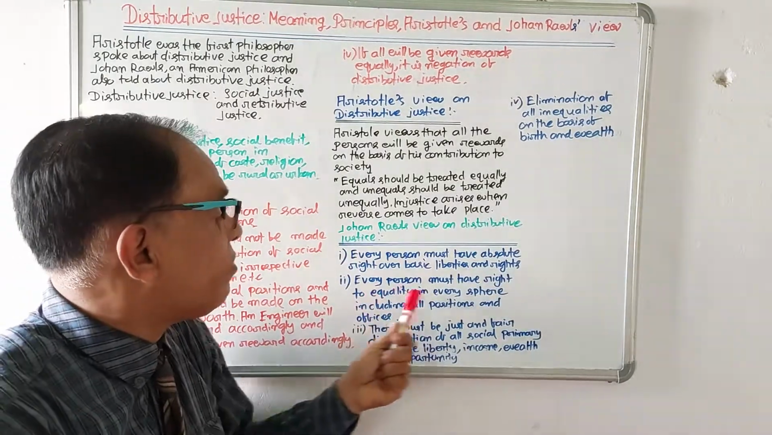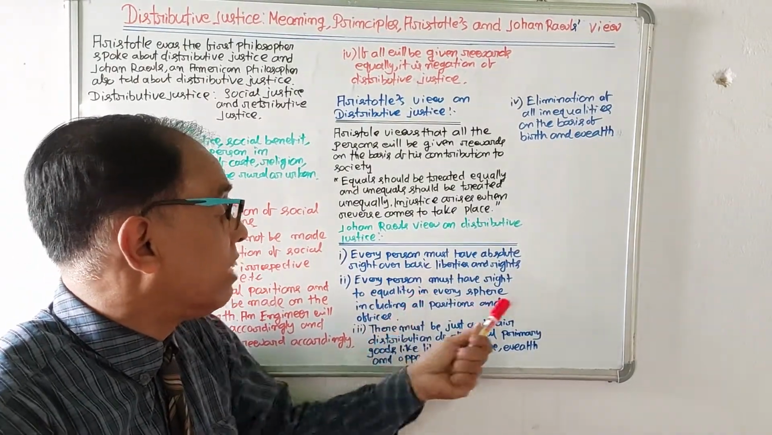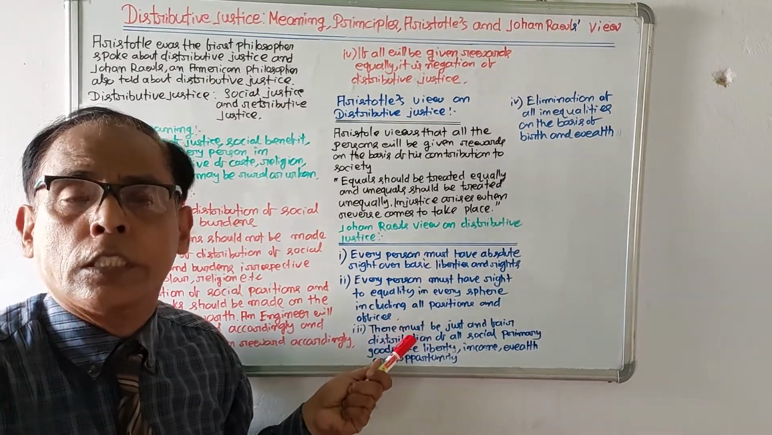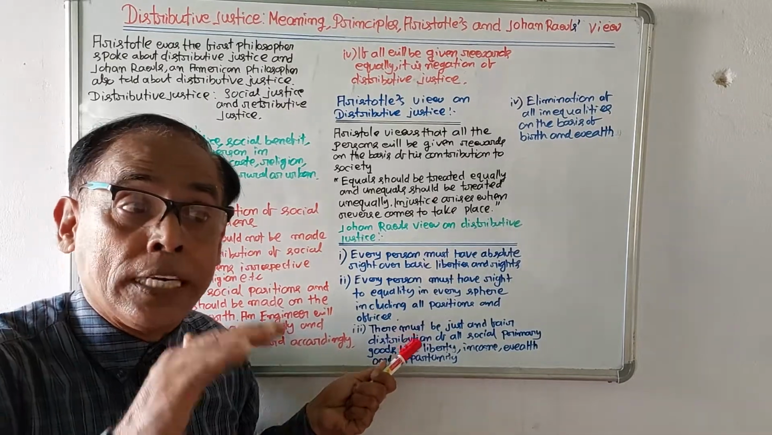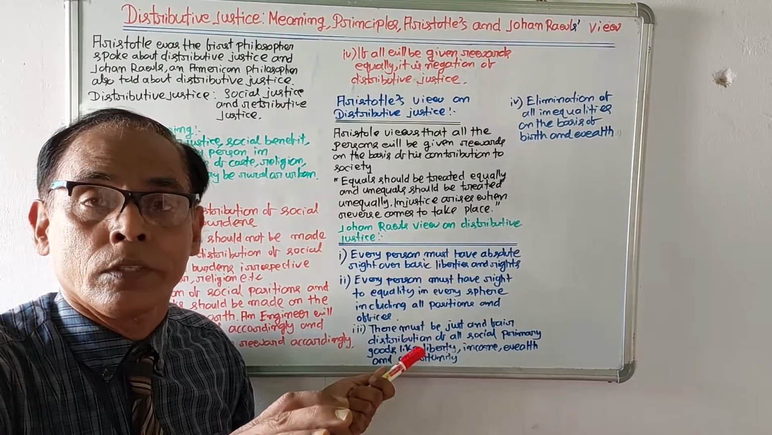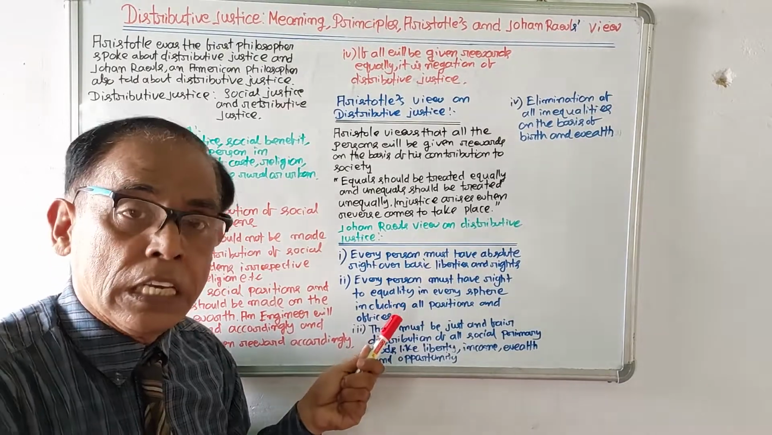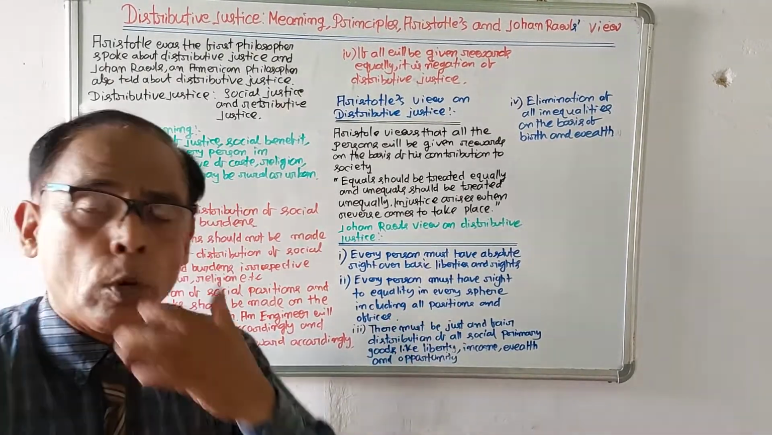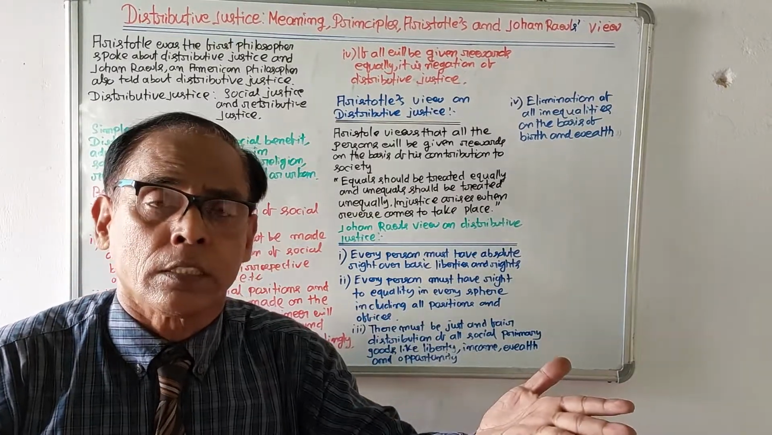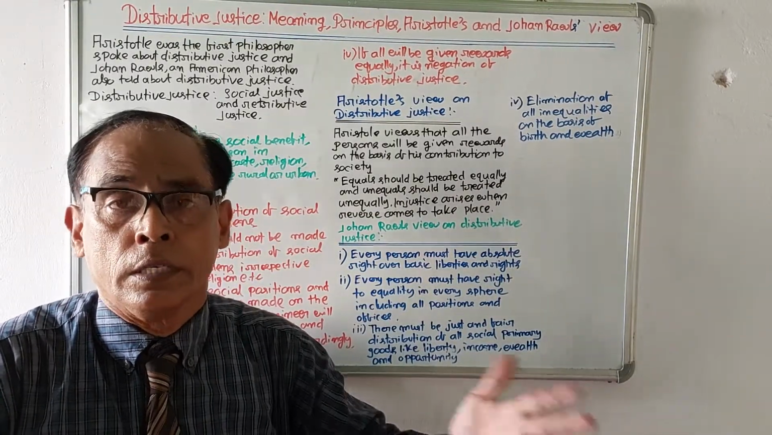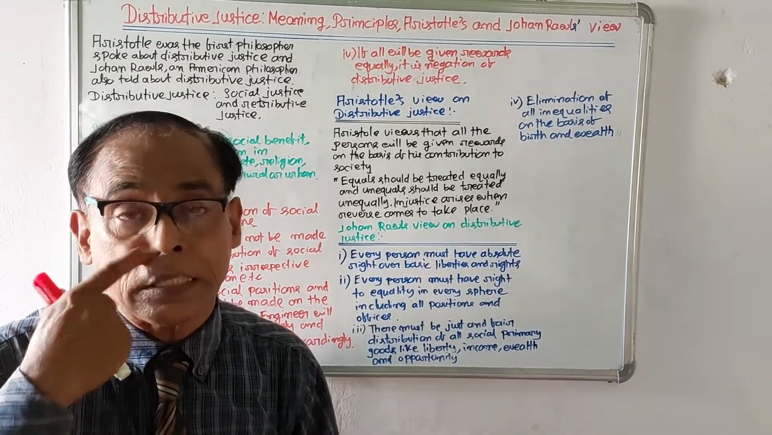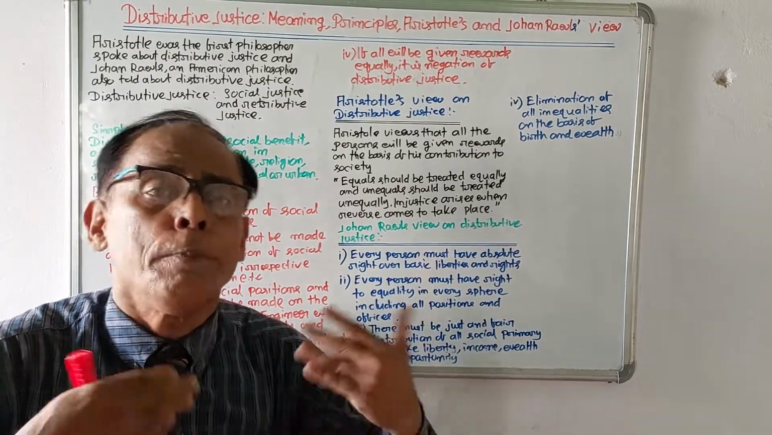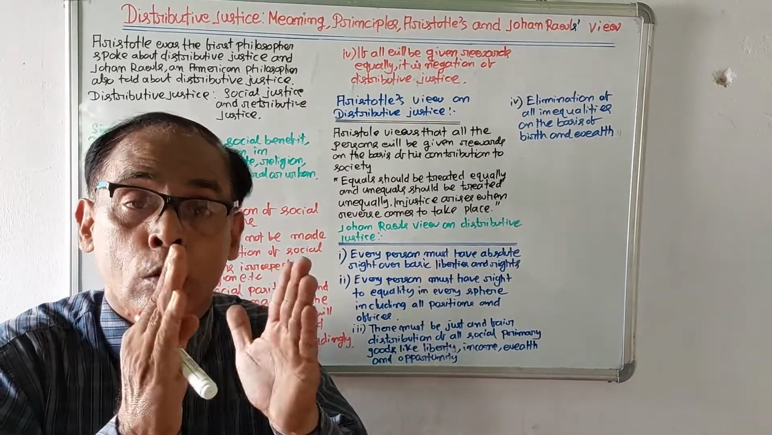Number 2, every person must have right to equality in every sphere, including all positions and offices. In distributive justice, equality must be maintained in relation to every sphere of all positions and offices. All the persons are eligible for any offices, any positions if they have the necessary qualifications.